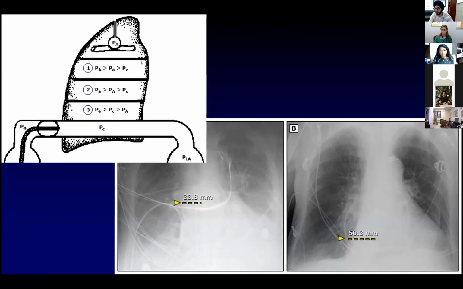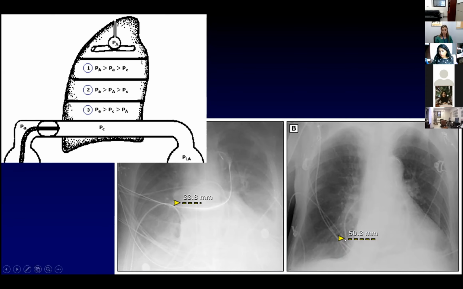After a swan is placed, or when you're doing a right heart catheterization under fluoroscopy, you want to make sure that the swan is in the correct position. So when the swan is in the wedge position or in the distal PA, we want it to be in the third zone over here. That is at the bottom of the lungs, in the lower fields of the lungs, where the arterial pressure is going to be greater than the pressure in the alveoli of the lungs. And what that will look like on X-ray is that the tip of the swan should be about 3 to 5 centimeters from the midline.